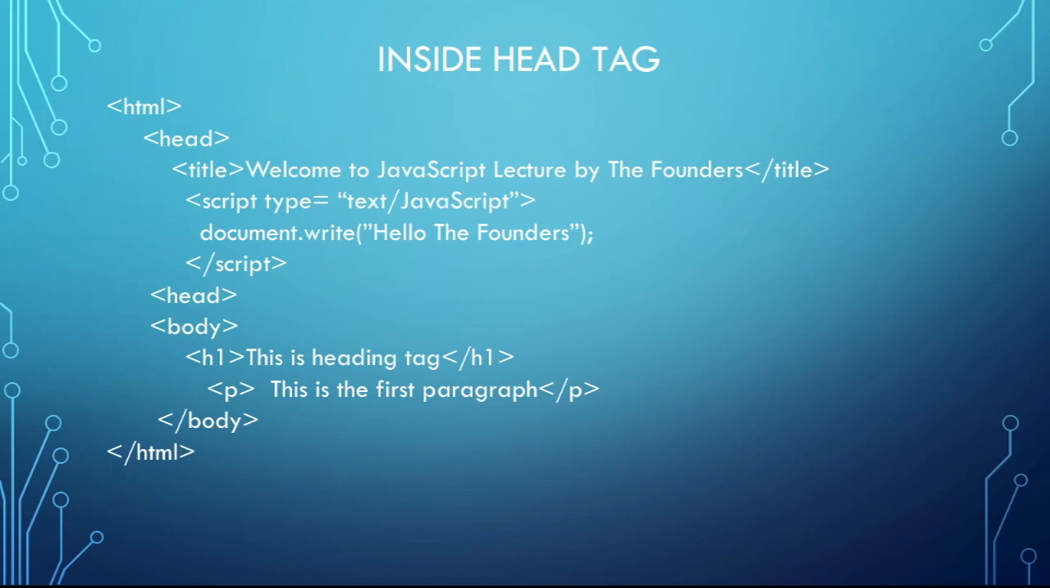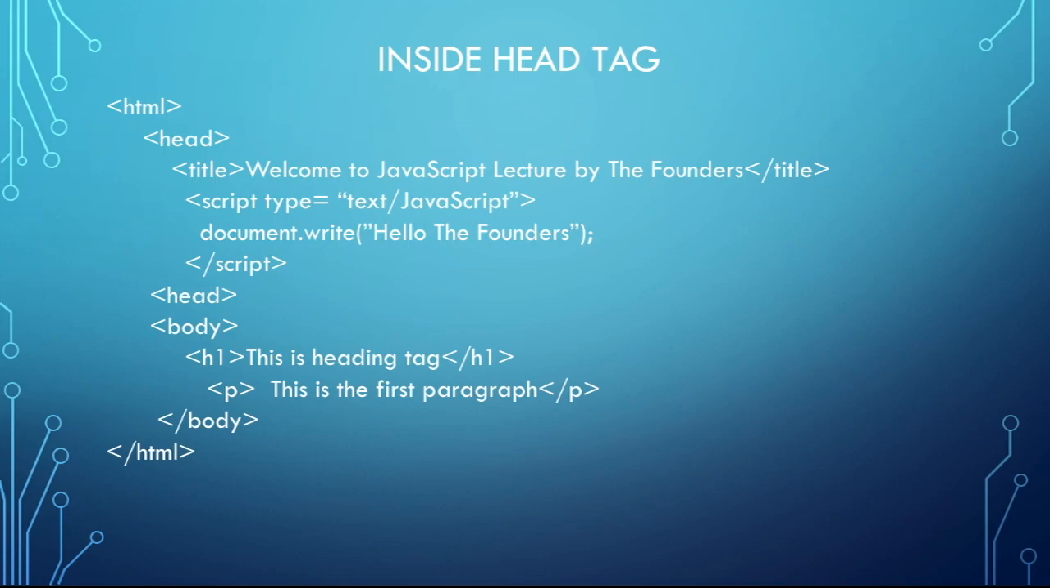So here is the code written. Let me explain first. Firstly let's understand one tag, that is the script tag. No matter what method you are following, you need to use the script tag. In between the script tag, that is this and this, you have to write all the JavaScript code. We'll be discussing in detail what should be written inside the script tag and what the script tag is in the next tutorial.